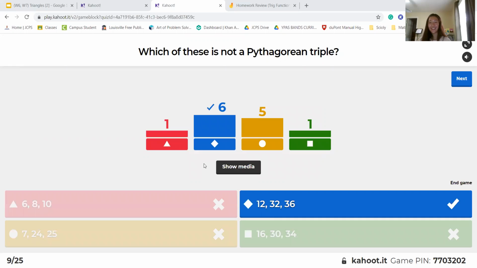Okay, so yeah, it's not this blue one because even if I divide all of this by 4, that gives me 3, 8, and 9. And obviously that's not a triple.